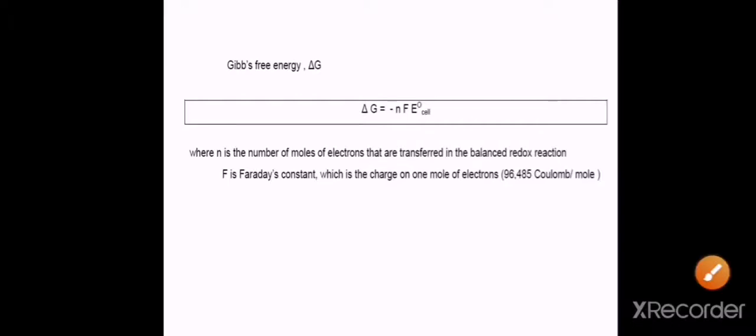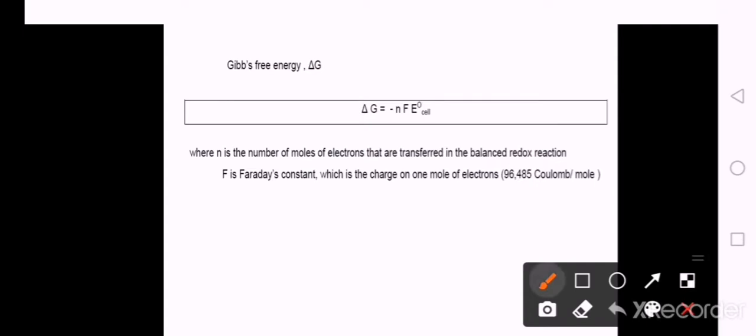Okay, computation of Gibbs free energy or delta G. Okay, ang formula natin ay Gibbs free energy or delta G is equal to the negative value of N times F times cell potential or E naught of the cell. The N here represents the number of moles of electrons, so electrons that are being transferred in the balanced redox reaction.